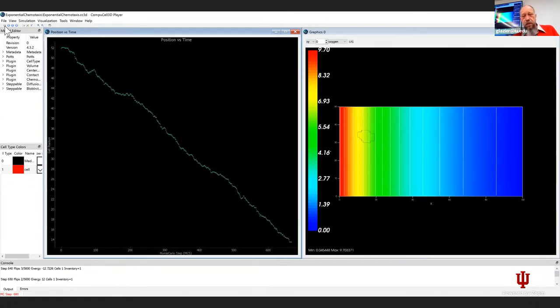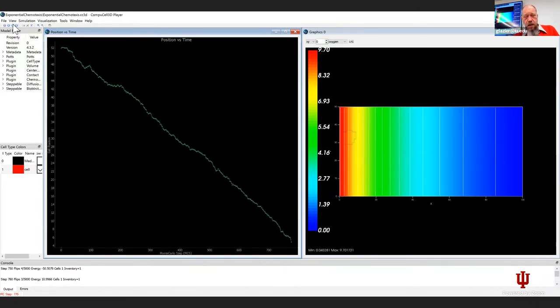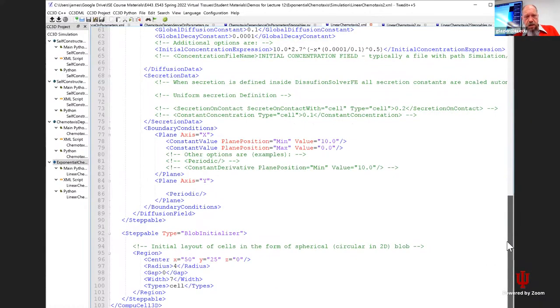And if I want to make the game a little bit harder, I can start with the cell a little bit further to the left. Let's see where I started. I started in the middle at 50. Let me put it all the way to the right hand side where the concentration is very low. I started at 85.